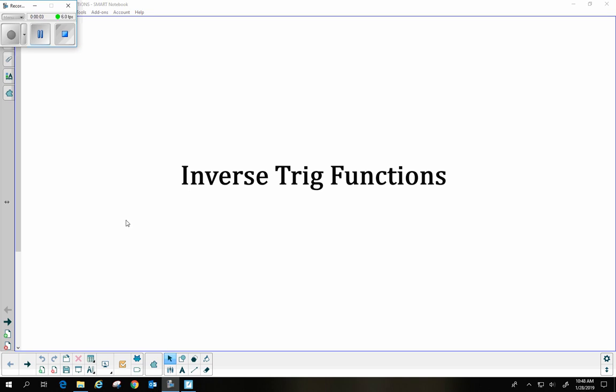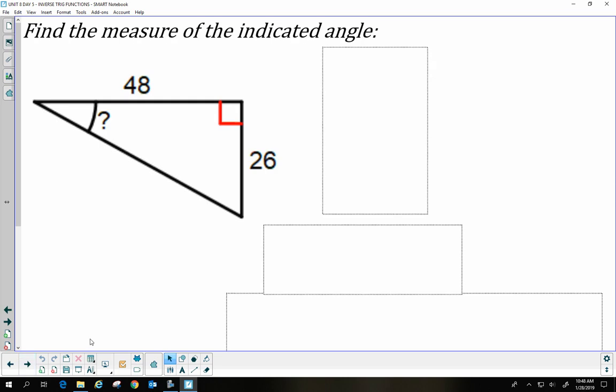Hey all, today we are going to continue using trig functions, and we're going to use them in the opposite way that we did in the last lesson. They're called inverse trig functions. So here I have a right triangle, and I do know two side lengths, but this time I'm not interested in finding side length, I'm interested in finding out how big is that angle.